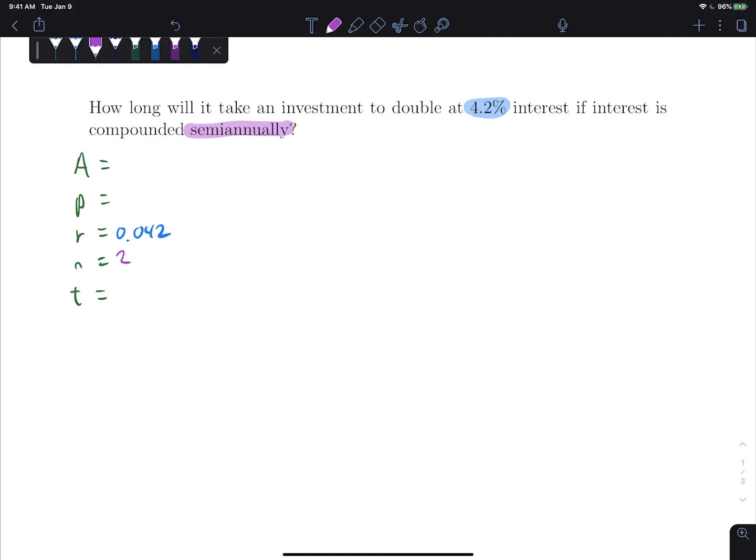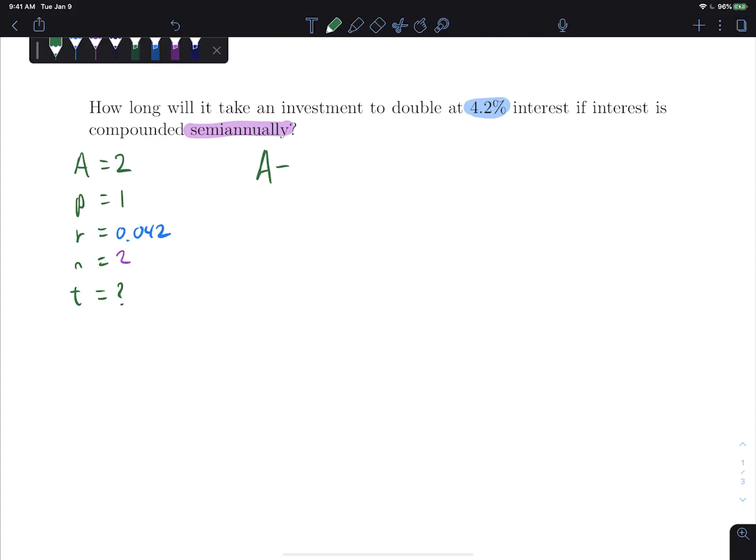What we're trying to figure out is time. We don't really know how long this is going to take. And it wants an investment to double. And here's the thing. You can use anything you want for P, but I recommend 1 because you want the future value to be double whatever your present value is. So I would recommend putting 2 in for A.